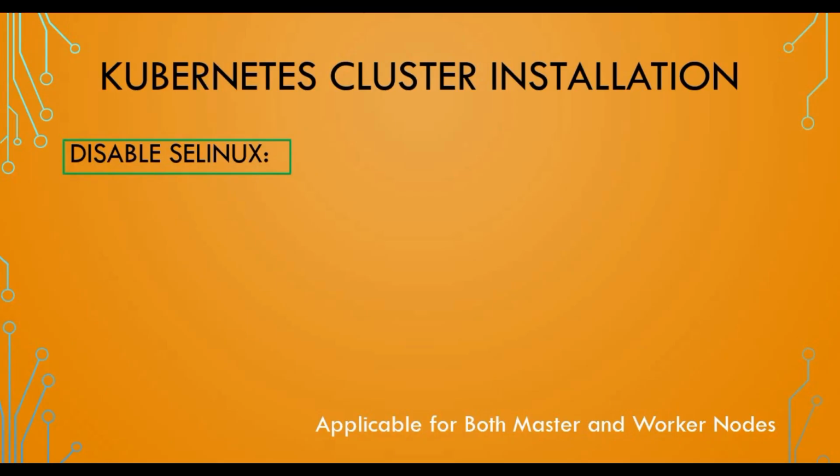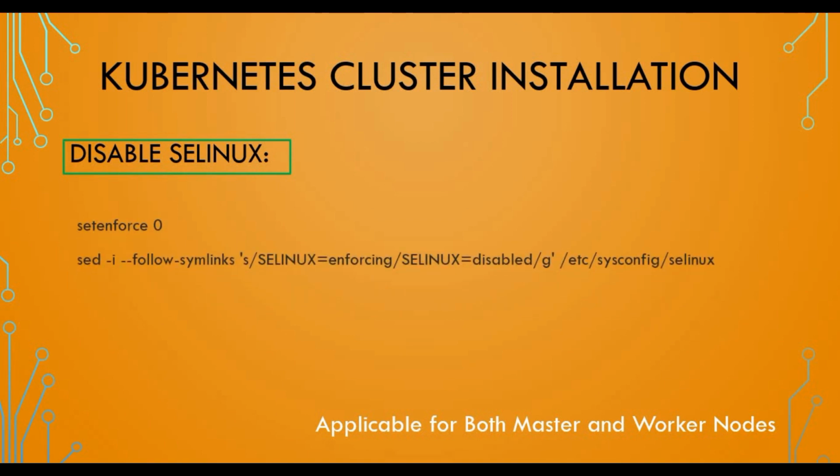Once we set the /etc/hosts, the next step is to disable SELinux. To disable SELinux, you need to run this command. I will give these commands as well. You can just copy and run those commands from the GitHub link. So let me go and run these commands.